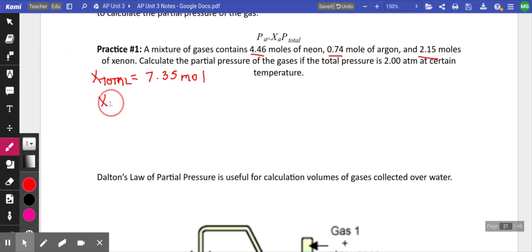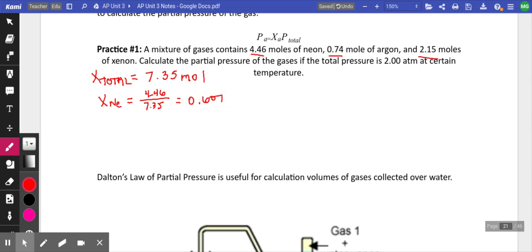So if I want to calculate the mole fraction of Ne, I'd write this as X subscript Ne, and it's going to be equal to the moles of Ne, which are 4.46, over the total moles in the mixture, which is 7.35. So that's going to give me this mole fraction of 0.607.